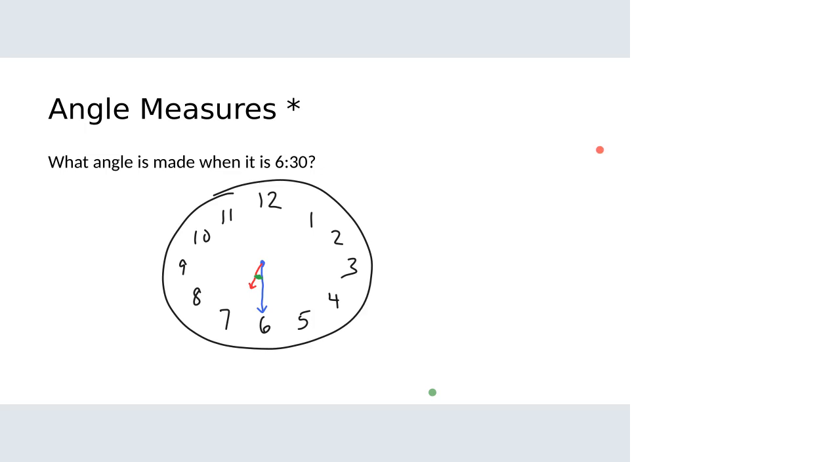Well, we kind of figured out that if it's 30 degrees from one number over to the next, if it's halfway over, then the angle that's made here when it's 6:30 must be half of that 30 degrees and be 15 degrees. That was the most common answer. You did great with that one, because I think it's a pretty hard question to answer.